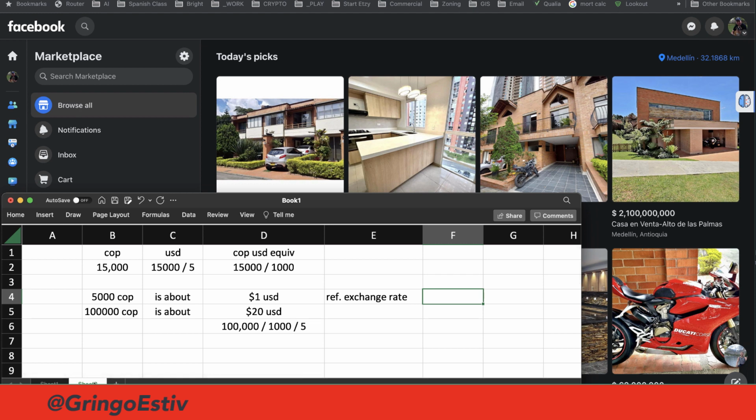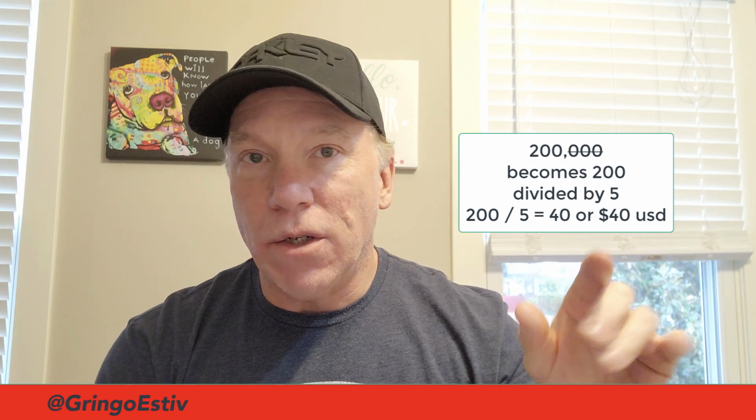All right, so a quick reference is 5,000 pesos, $1. 100,000 pesos, $20. The reason it's important to do the big 100,000 is because that's what you're going to see as you're looking at prices. You're going to see these big numbers like 100,000, million, billion, and it's overwhelming. So we can do some really quick math. The one thing to know, as a U.S. dollar spender, is when you see something that's 200,000 pesos.